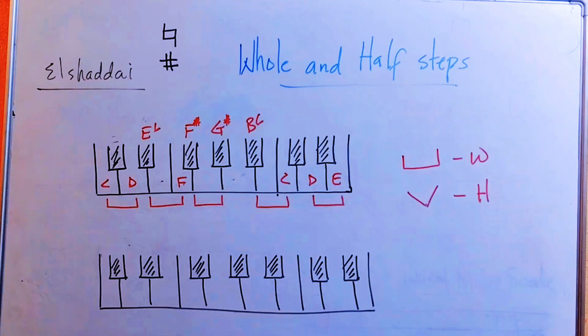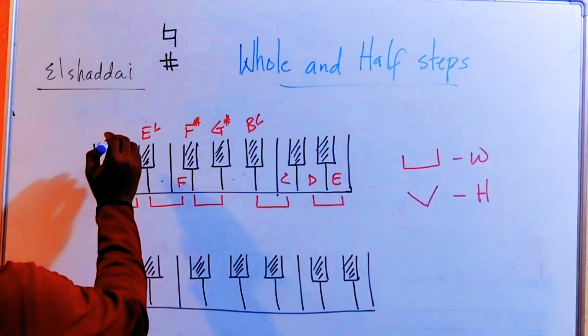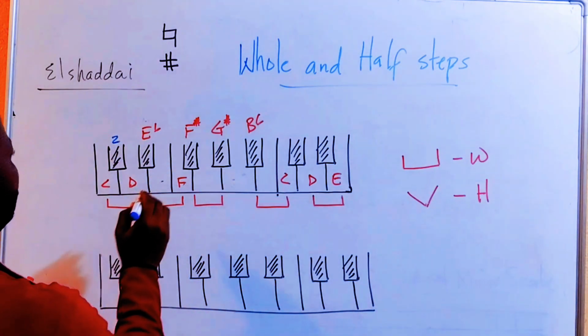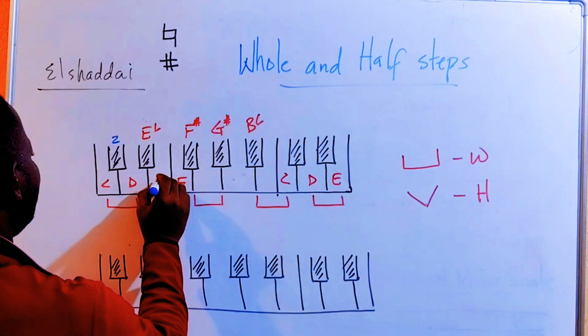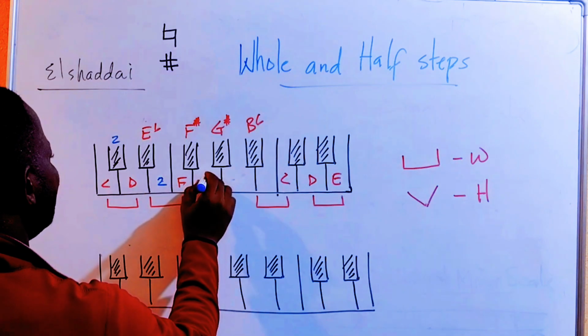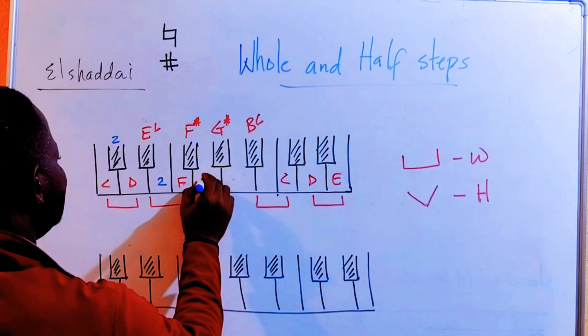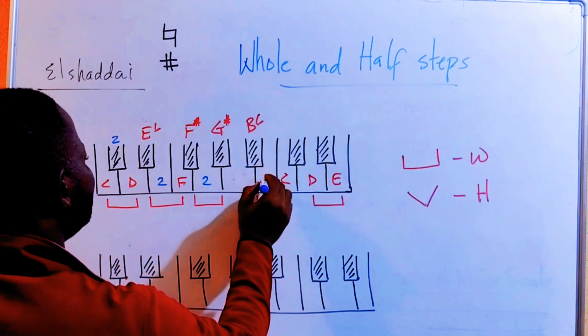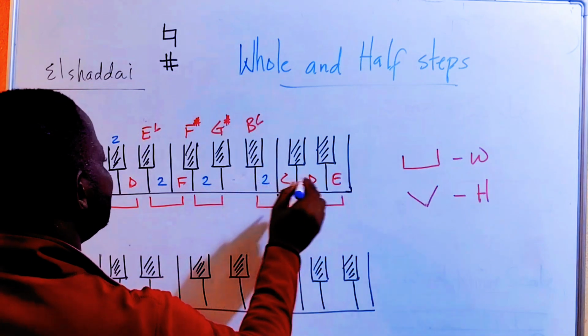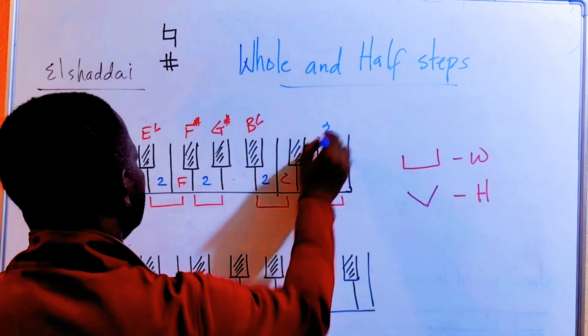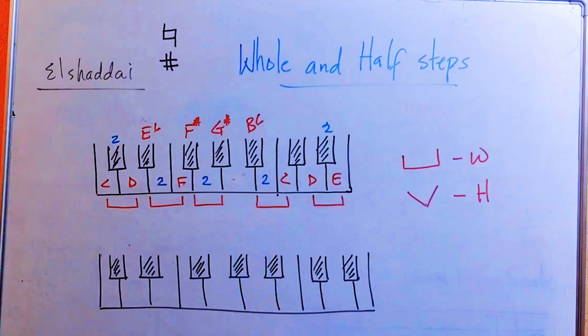So between C and D we have this key. Between E flat and F we have this key. Between F sharp and G sharp we have this key. Between B and C we have this key. Between these two keys, it can be a white key or a black key left between.